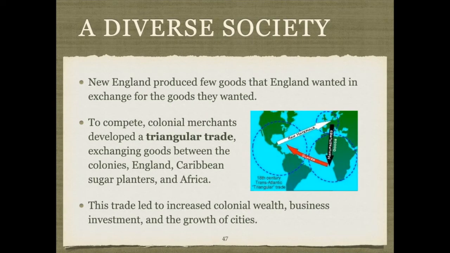A diverse society. New England produced few goods that England wanted in exchange for the goods they wanted. To compete, colonial merchants developed a triangular trade, exchanging goods between the colonies, England, Caribbean sugar planters, and Africa. This trade led to increased colonial wealth, business investment, and the growth of cities.